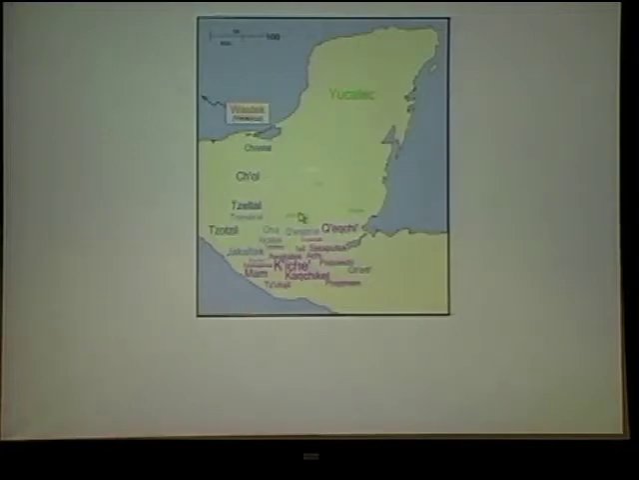First of all, you have different colors. Those colors refer to different subgroups within the Maya language family. You have different type fonts, sizes. The bigger the font size, the larger the group of speakers is. So we have a big font here, K'iche, and here you can see how it's spelled. It's K, an apostrophe, I-C-H-E. K'iche is one of the larger languages in the Maya area, as is Yucatec up here.